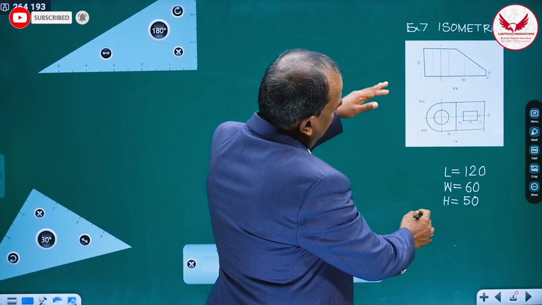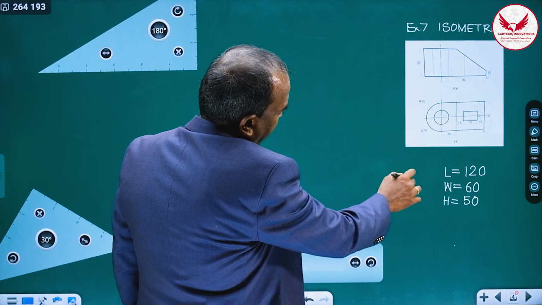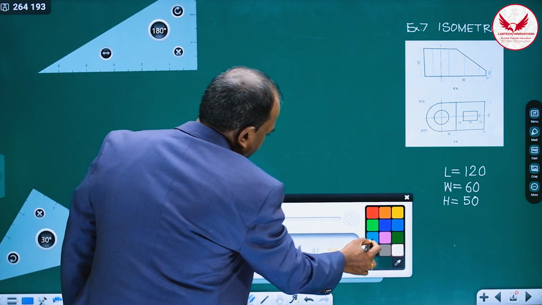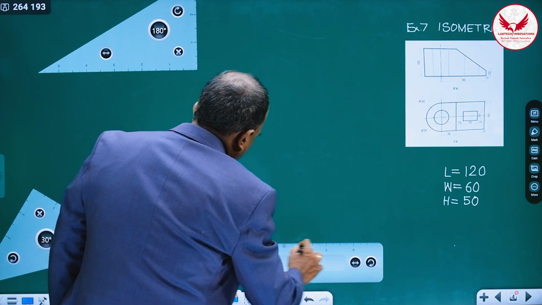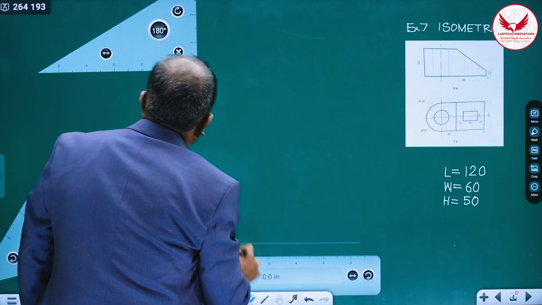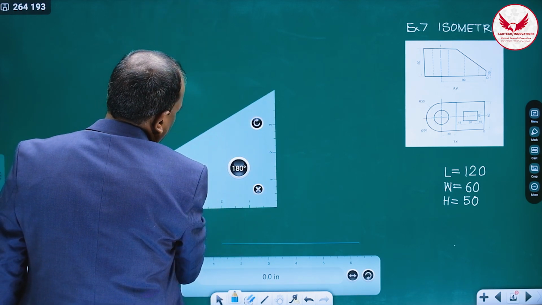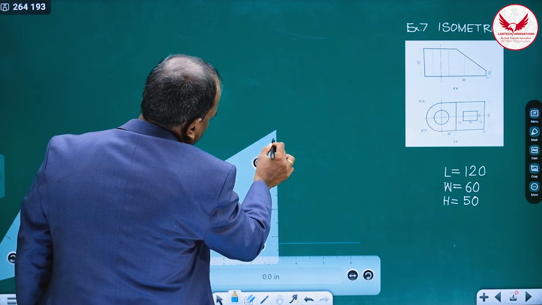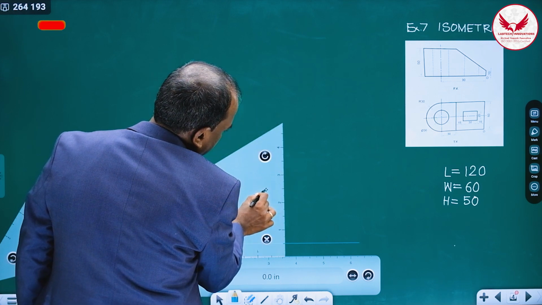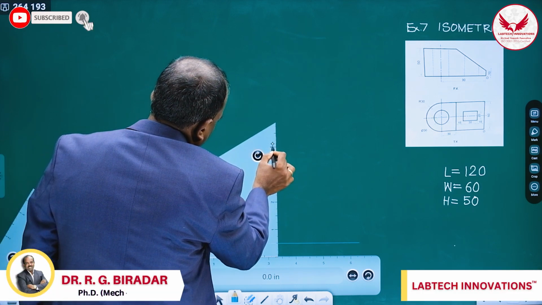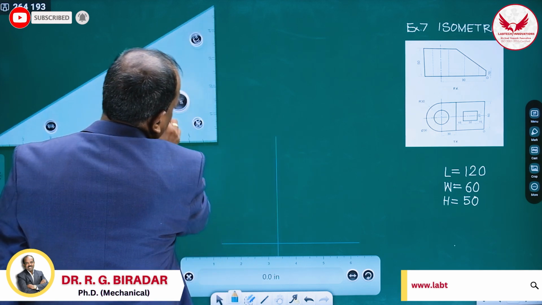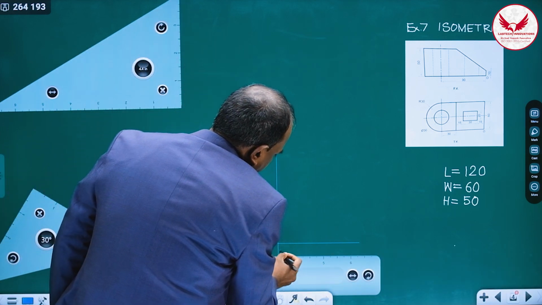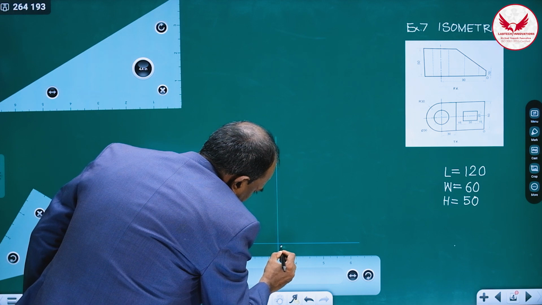So now with the length, width and height, first we'll prepare the isometric box. For preparing the isometric box, what we have to do? Draw the horizontal line, then draw the vertical line. The intersection of these two is going to be the origin.